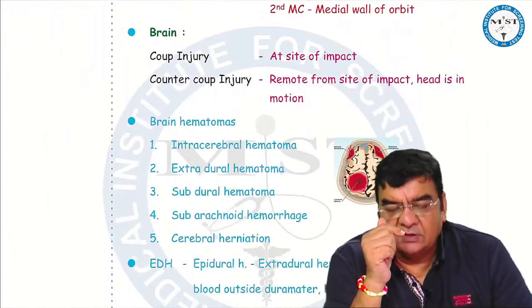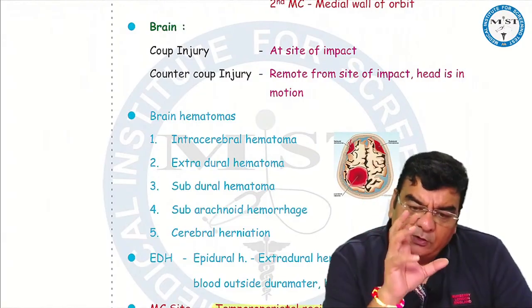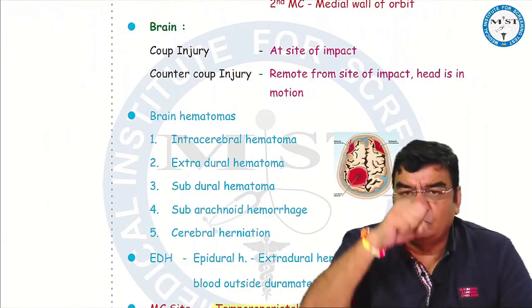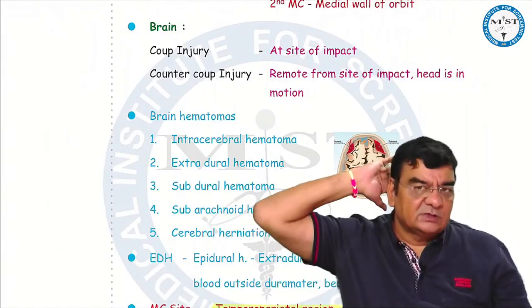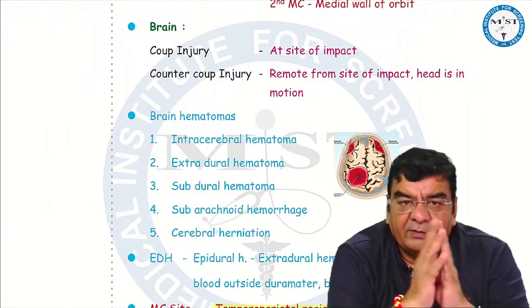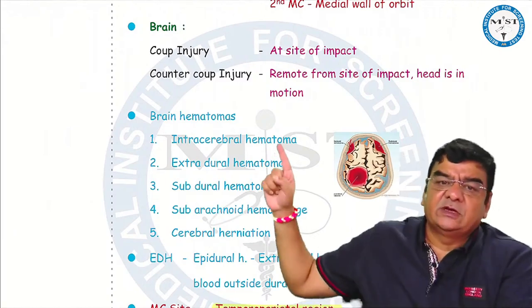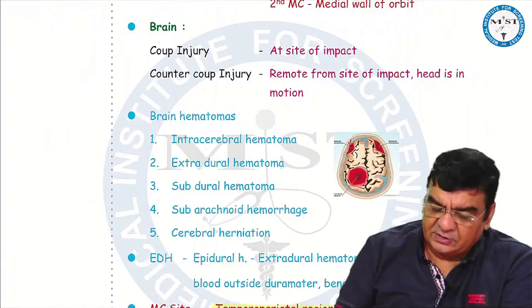Brain injuries, we know that CSF and skull, they both protect the brain. There can be coup injuries, countercoup injuries. Coup is injury at the site of impact. Countercoup is injury remote from the site of impact. There can be different hematomas like intracerebral, extradural, subdural, subarachnoid. There may be cerebral herniation.